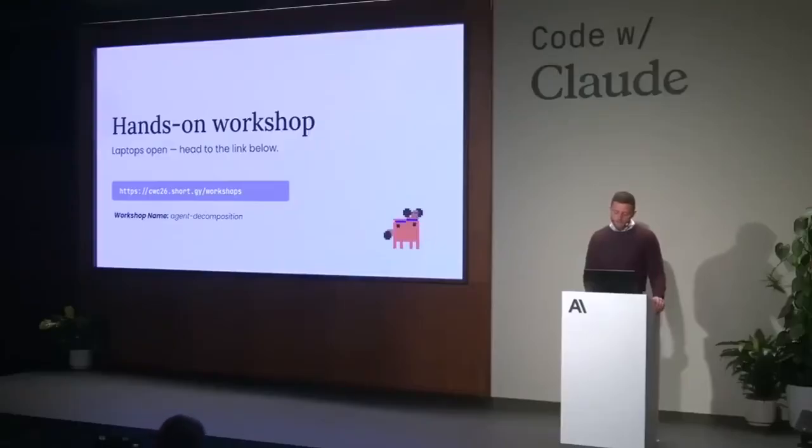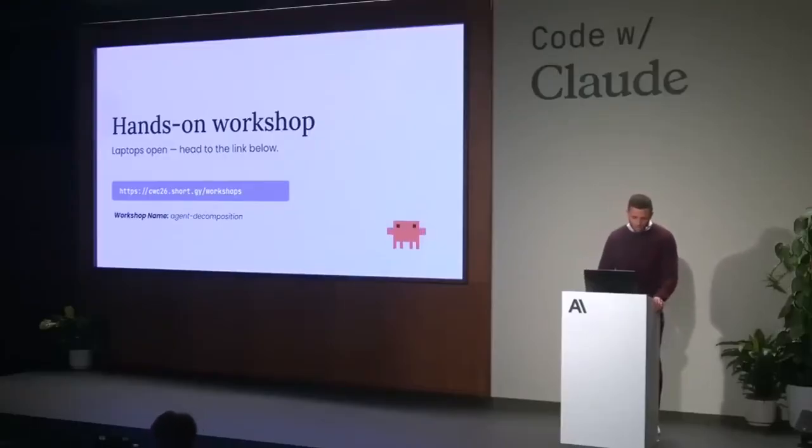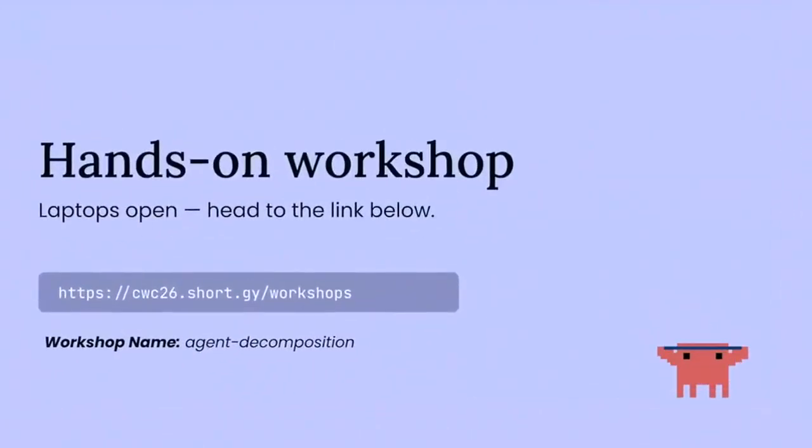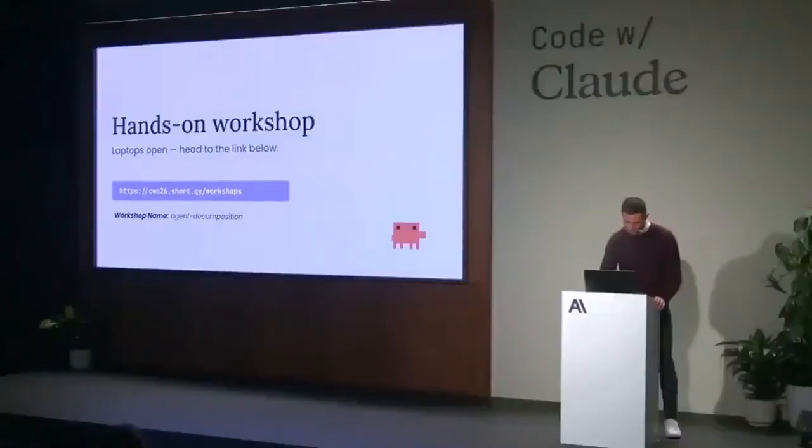All right, I mentioned that we're going to get hands-on in this workshop. We are going to go ahead and do that right now. Now, what you see on the screen here is the workshop URL as well. If you haven't had a chance to grab it, feel free to go ahead and do so. This is where we're keeping all of the different workshops throughout Code with Claude within London, so you can go back and revisit them if helpful. Within this workshop, we're going to be working on agent decomposition. So that's going to be the name of the folder that we're actually going to be working within. Great. Let me jump forward here.